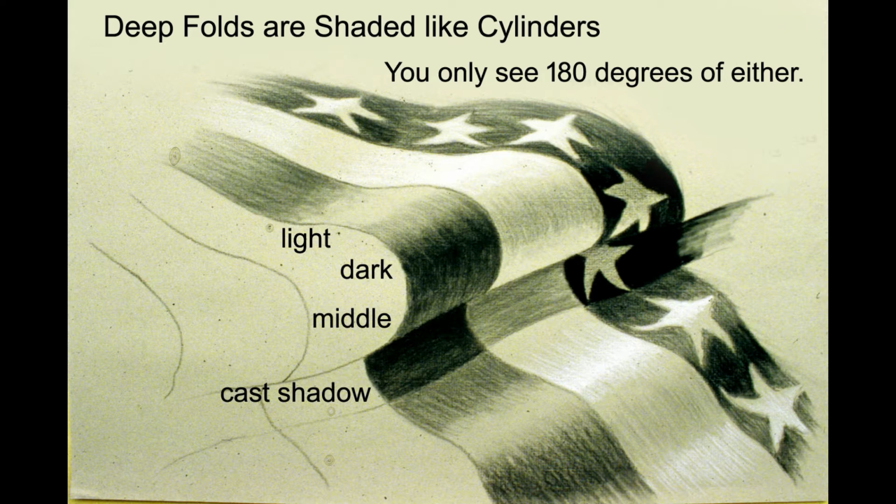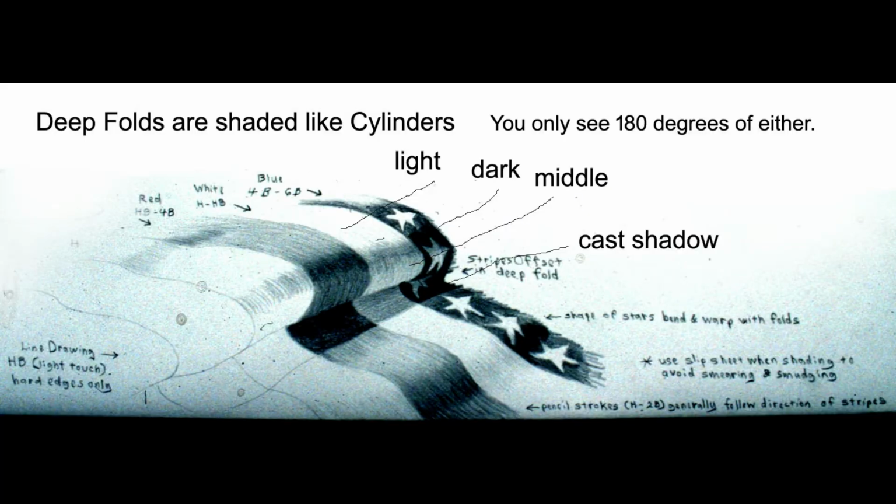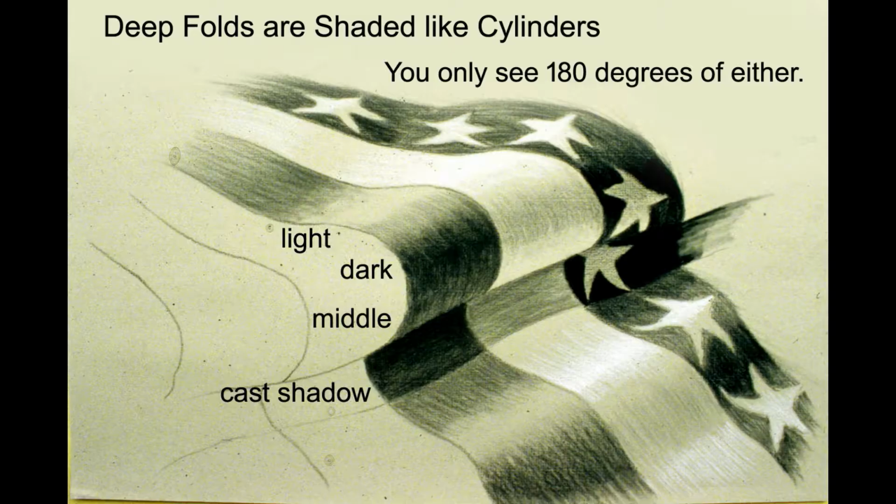It has a deep fold in it. And if you notice, as the two drawings are labeled, the fold goes from light to dark to middle value, just like a cylinder. And it does have a cast shadow, just like a cylinder. The fact is that all you ever see of a cylinder or a round curved object is 180 degrees of it, which is as much as you see in a deep fold. So in terms of doing folds in fabric, treat them like you would treat a cylinder, and you will succeed.